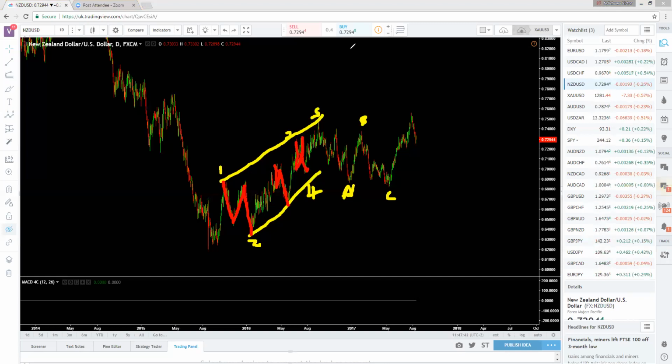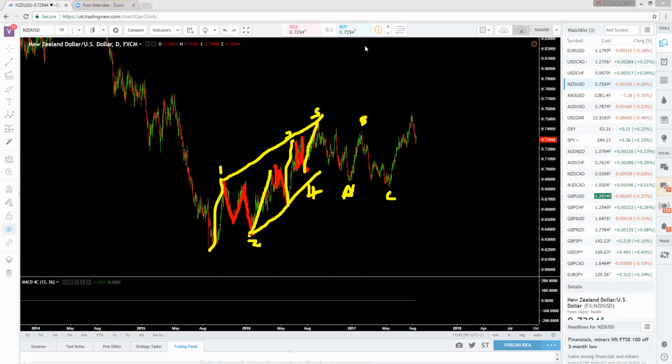Okay. Let's just draw the impulses as well. You can see the impulse in 1. This impulse in wave A of 3. This impulse in wave C of 3. This impulse in wave 5 as well.